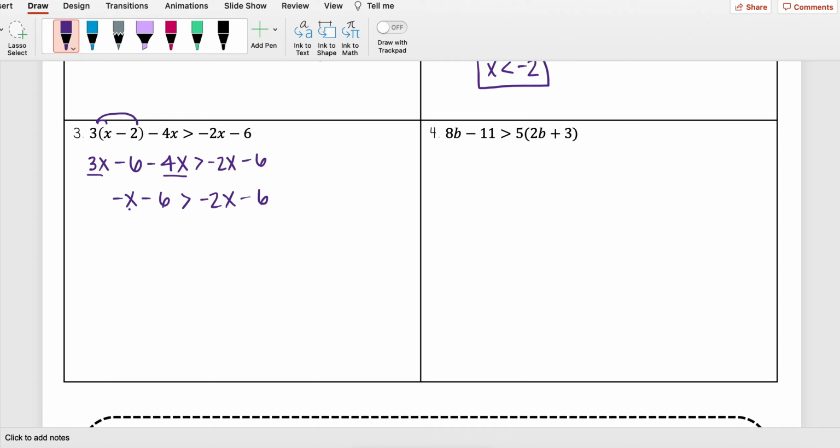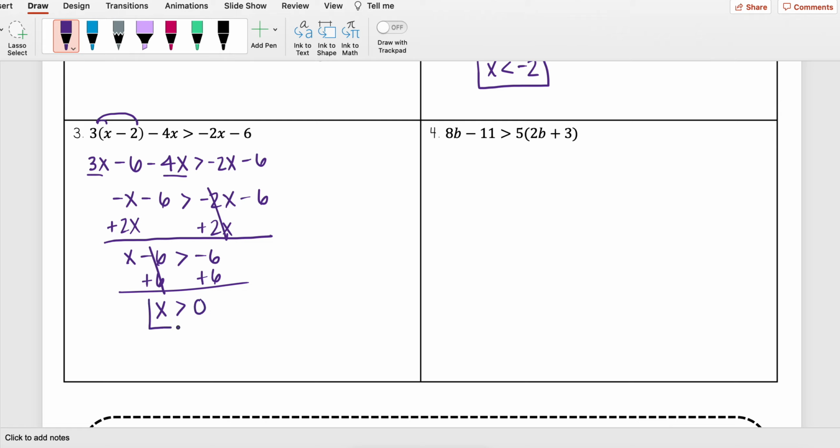Now I have a couple options. I'm going to go ahead and move my negative 2x to the other side since it's my smaller x term. So negative x plus 2x, I get x minus 6 is greater than negative 6. And then I'm going to add 6 to both sides. So all I have is an x on the left-hand side. Negative 6 plus 6 gets me 0. And so I get that x is greater than 0.